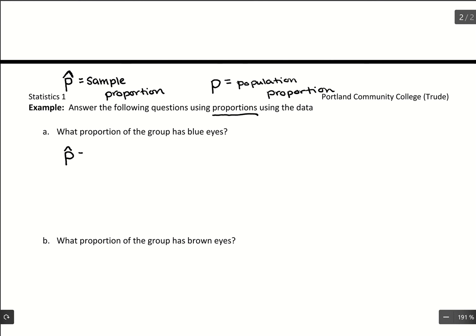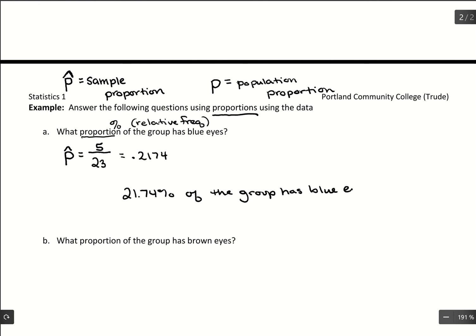So P hat, if we want to know what proportion of the group has blue eyes, proportion relates to percentages, which relates to those relative frequencies. So it's this idea of making our fraction. So what proportion of the group has blue eyes? Well, 5 of them have blue eyes out of the 23, and we got that 0.2174. So for our sentence answer, we'd say 21.74% of the group has blue eyes.